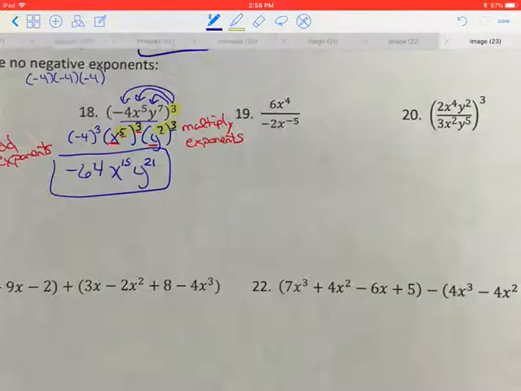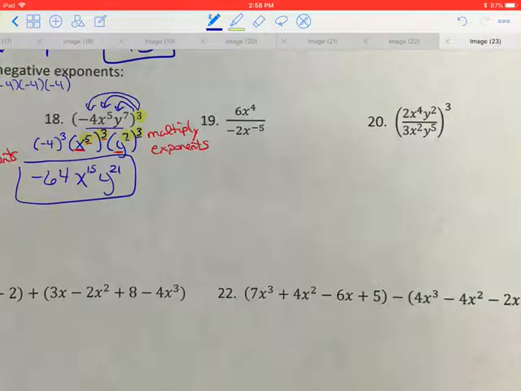Now for 19, we have a fraction. So the first thing I would do is think about it in 2 different parts. I'm going to think about 6 over negative 2 and x to the 4th over x to the negative 5. So kind of splitting it up a little bit like I did on number 17.